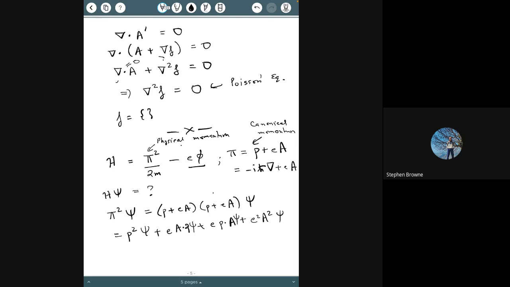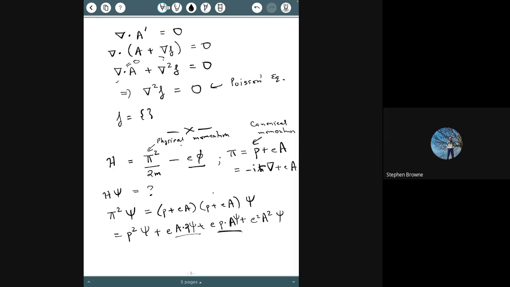Now dot products are commutative, so A dot P is the same as P dot A if A and P are just vectors. But remember here, P is a derivative operator and there are two functions. If you have P acting on A psi, then P can take a derivative of A and P can take a derivative of psi. On the other hand, if you have A dot P, then P can only take a derivative of psi and A is just multiplicative.